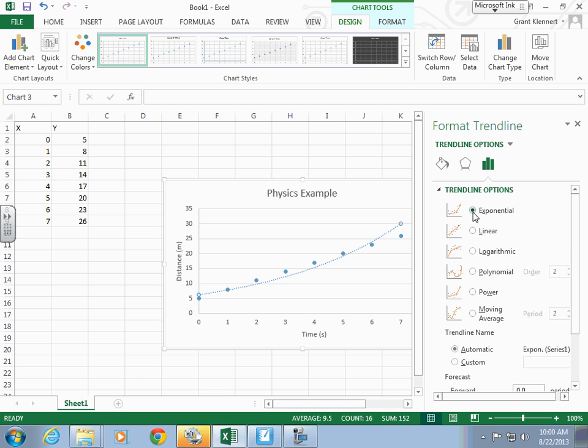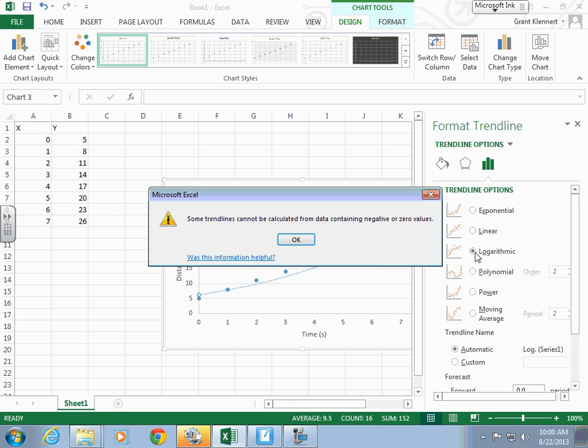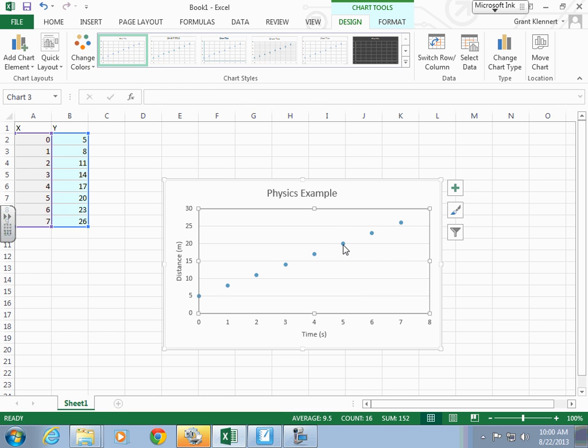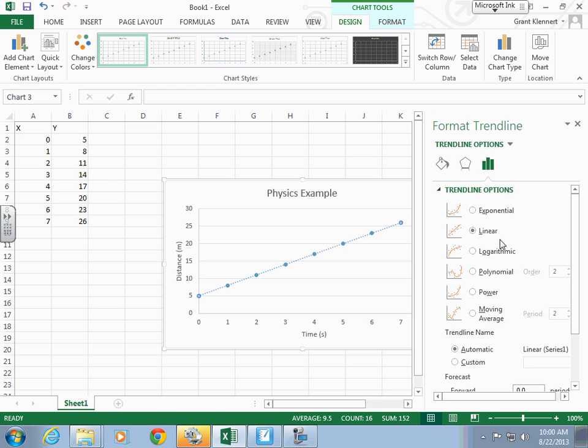So you could go through, that really doesn't fit. Oh, can't even do that one. All right. So we can't even really do that one. Linear is the best fit. So we're going to stick with linear.